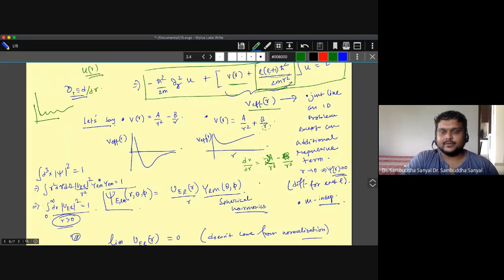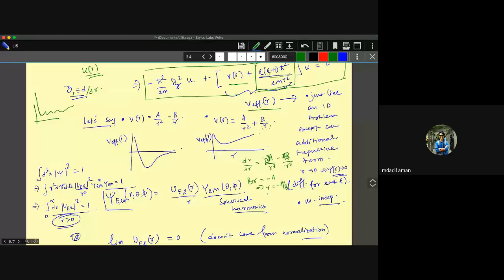So if I put it to be 0, what will I get? I get some solution, right? I get r cube here and r square here. So I get Br to be minus A, so r gets to be minus A by B. Is that right? Yes. So it will have some minima, or a minimum at least, yes, minima will be there.